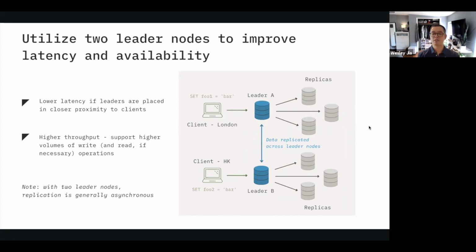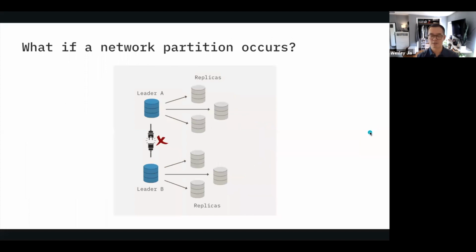Additionally, we receive the benefits of higher throughput in our system because we now have additional nodes to support write operations. Additionally, data can be replicated across our leader nodes so that we can ensure data consistency throughout our deployment. Now, that being said, as you can probably also guess, there might be an issue with this. We have to consider what happens if a network partition occurs.